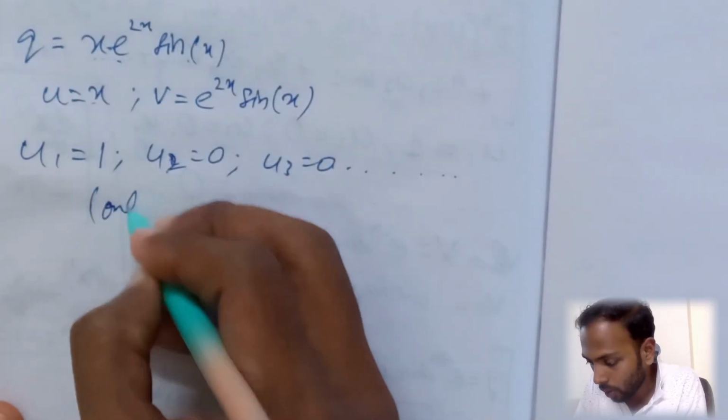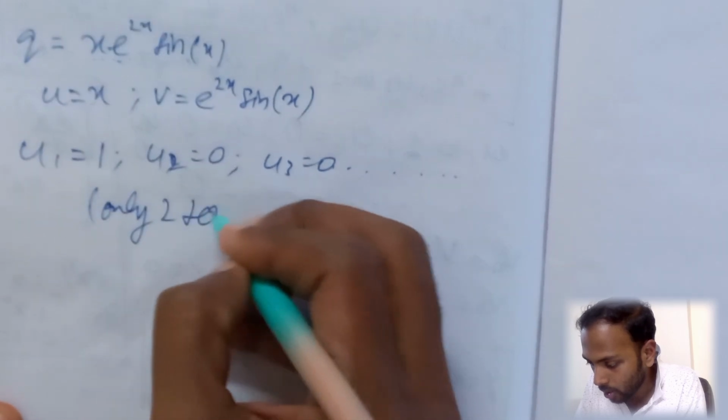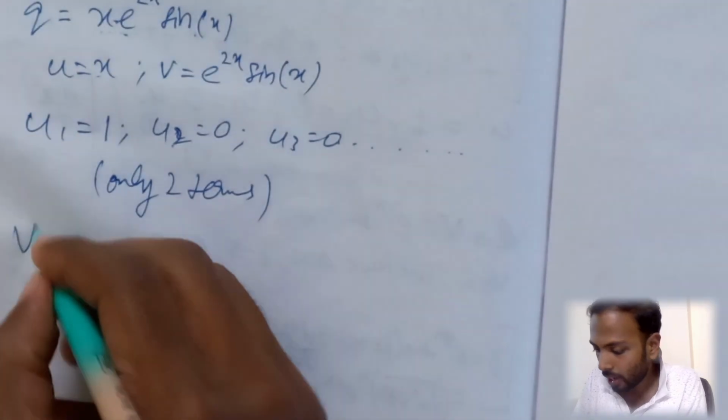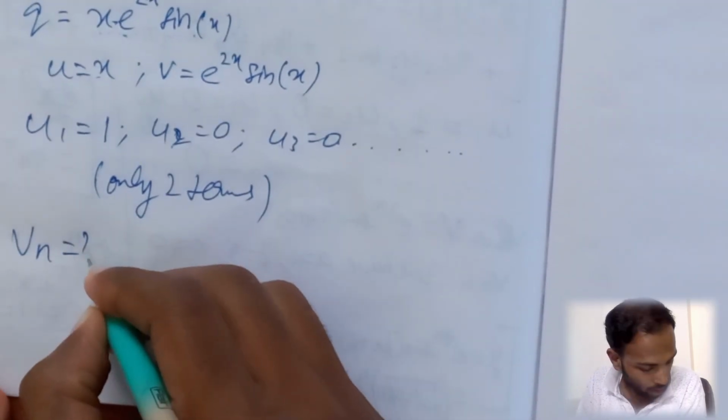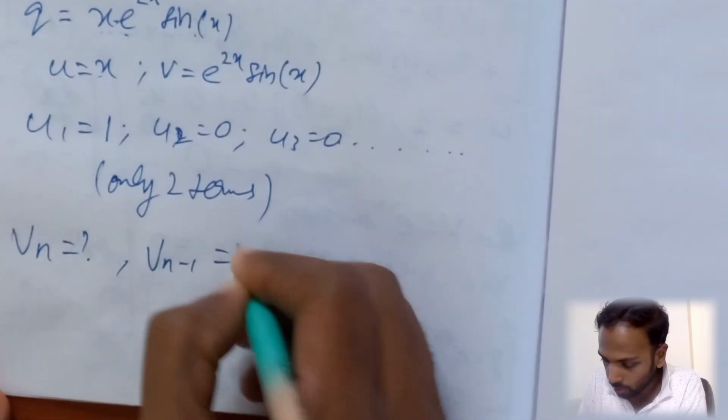So u2, u3, everything is going to be 0. So this is going to have only two terms. Let me write it here. Only two terms. Okay. And then find Vn as usual. Find Vn and then find Vn minus 1.